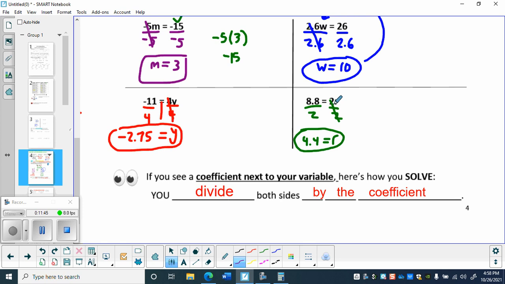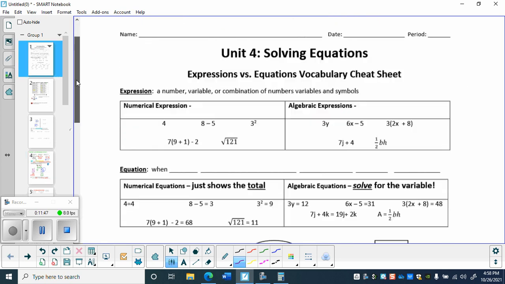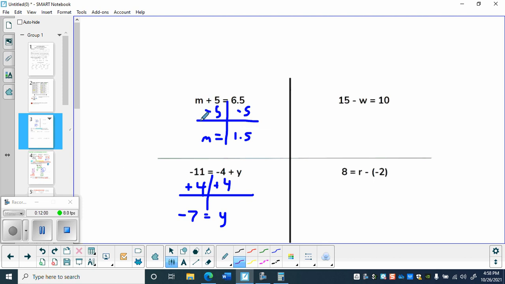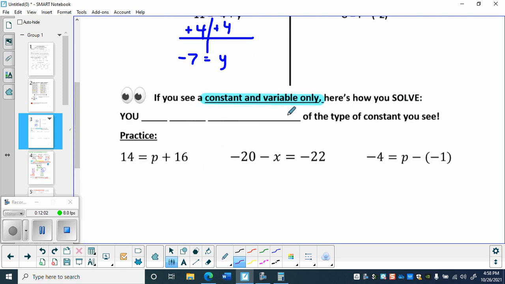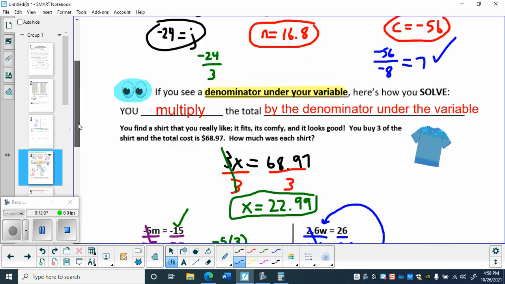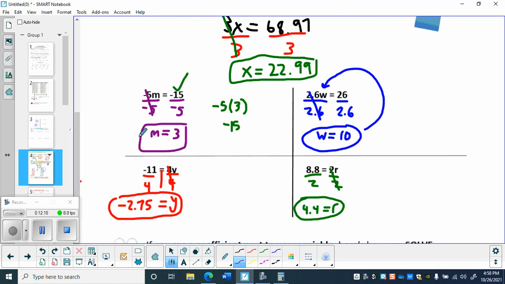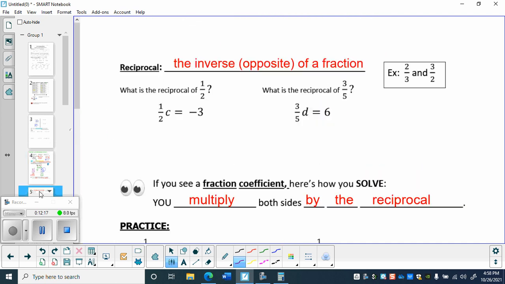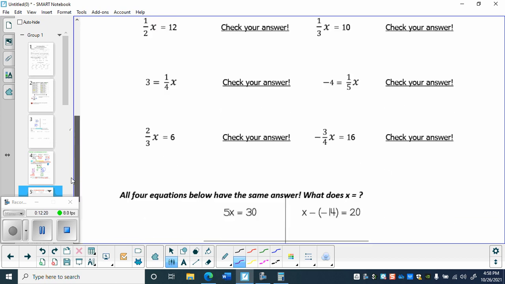And now you might kind of see why we started out the unit, even back on page 1, when I walked you guys through how to identify all these different parts of the expressions. Because the idea is that if you see a constant, you're going to do one thing, and that's what we reviewed on this page. If you see a denominator, you're going to do another thing. And if you see a coefficient, you do a third different thing. So it's all about what you see, and based on what you see, that's what you're then going to turn around and do. So we're actually now on the next page. We're on page 5.